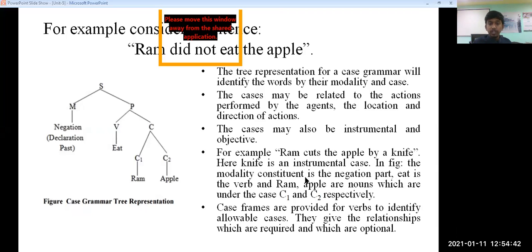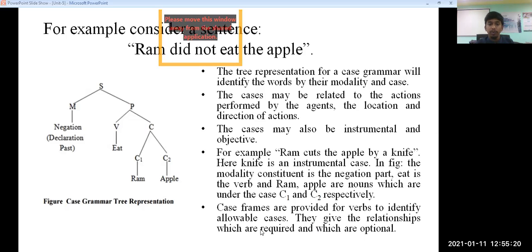In the figure, the modality constituent is the negation part, eat is the verb, and Ram and apple are the nouns under the cases C1 and C2. That's why we call it case grammar. It tries to see how many cases are available. Here you have two cases, Ram and apple. Suppose I say Ram and Ravi are cutting apples. Here you have three cases, that is three nouns: Ram, Ravi, and apple.